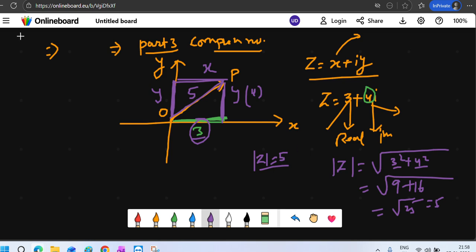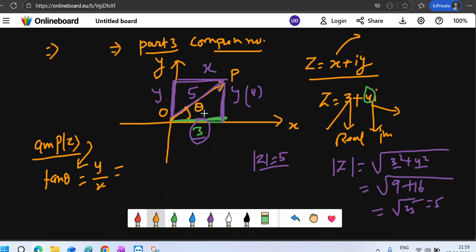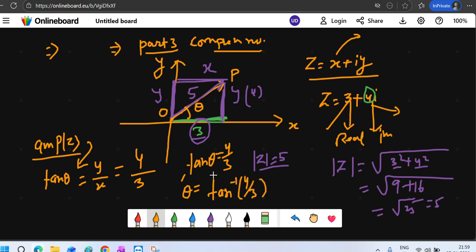And if you want to find the amplitude of z, amplitude is nothing but the angle. Let's say we are finding the value of theta. It's given by tan theta. Tan theta is how much? We know tan theta is y by x. What is your y? y is 4. What is your x? 3. So your tan theta is 4 by 3, so your theta will become tan inverse 4 by 3.